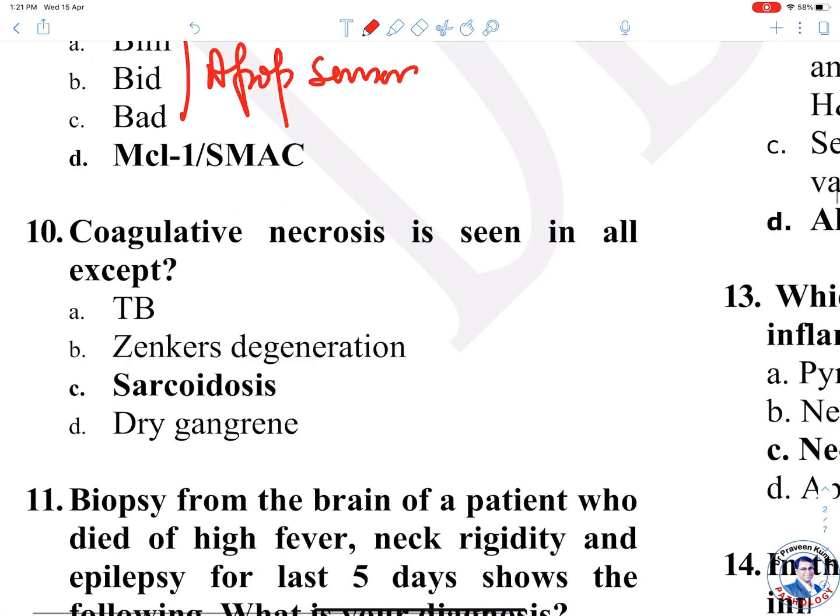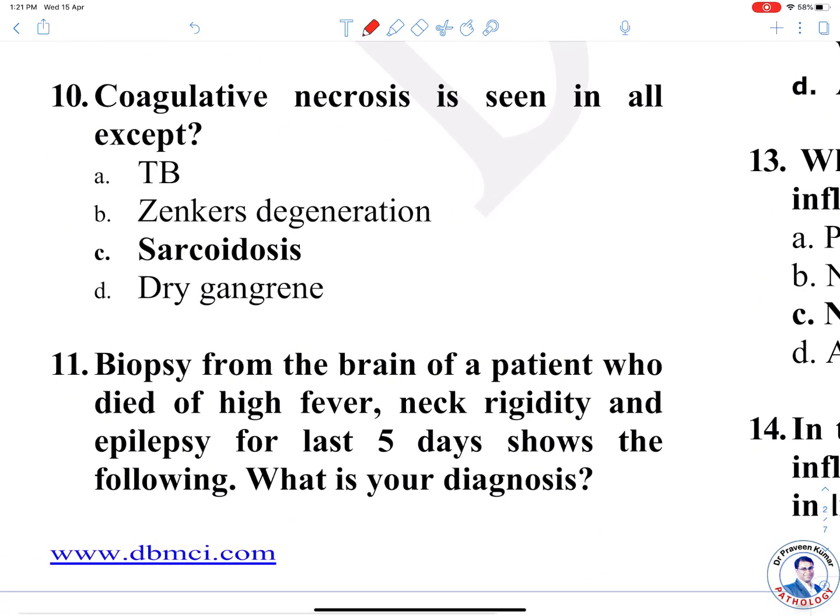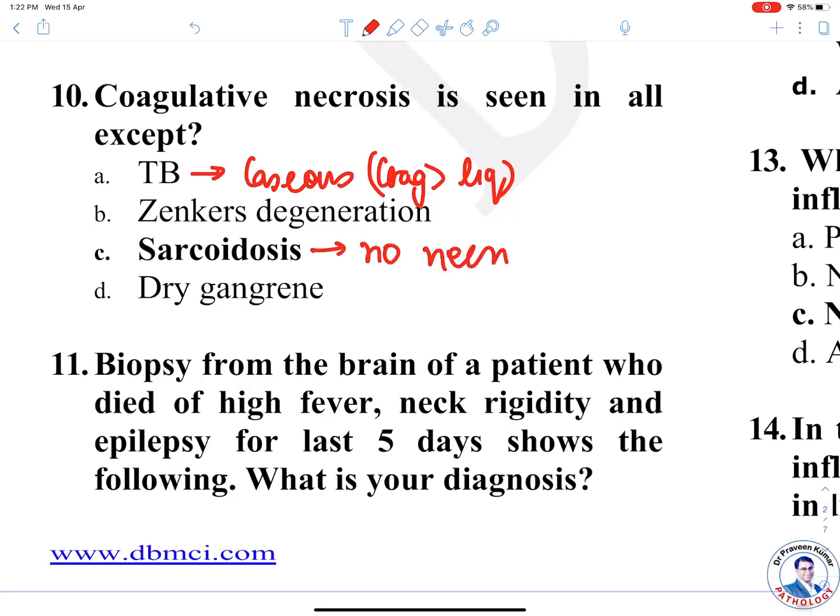Okay. Now question 10, many of you have made a mistake. Now when you see TB is caseous, and you say caseous is a type of coagulative more than liquefactive, therefore I will not take this as the answer. But understand a point, sarcoidosis never shows necrosis, no necrosis. So there should be no doubt, the answer is C. B and D are definitely coagulative necrosis.